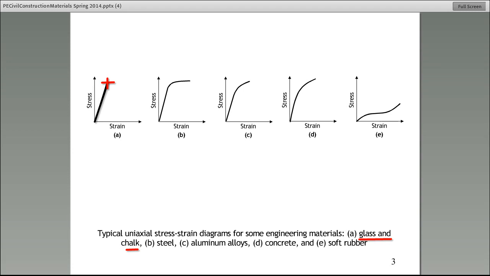Now let's look at part B. It says steel, but what you need to recognize is that up to a point, as we discussed before, the stress-strain has a linear relationship, and beyond that it's non-linear. Then part C is aluminum, and part D, this is concrete. We will spend some time on that. And also, if you recall, we talked about stress-strain curves for concrete this past Tuesday.